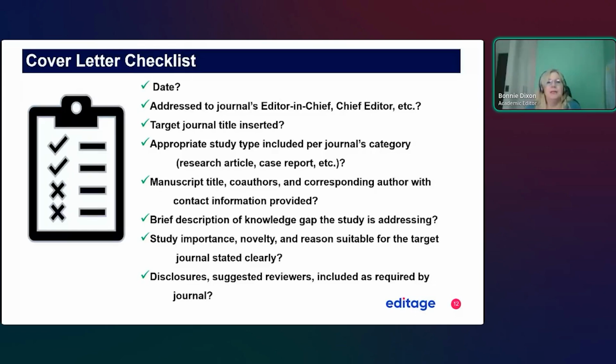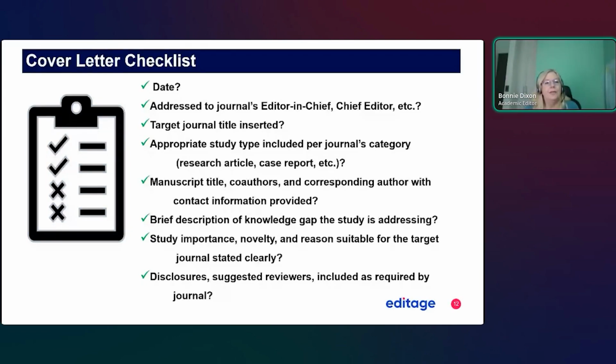And you want a brief description of the knowledge gap the study is addressing. You know, why this study is going to be important. What novel information is it contributing? What important information is it contributing? Even replication studies. What is the study addressing?